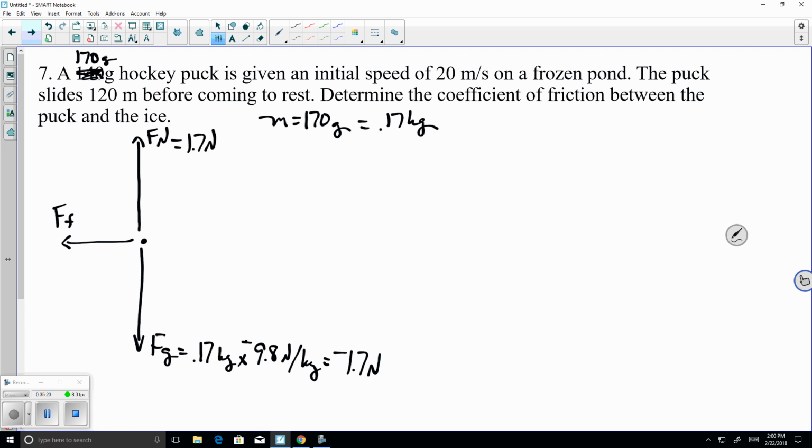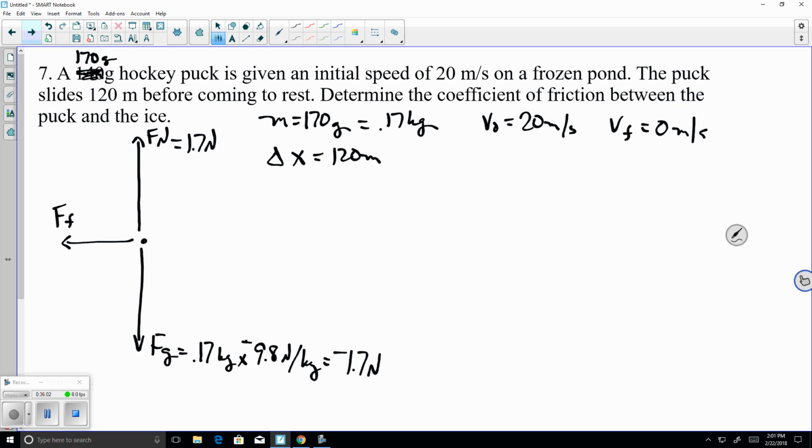All right. What else do I know? My velocity original equals 20 meters per second. My velocity final equals 0 meters per second. So I got that. And x equals 120 meters. And I can use that as either x final, with the initial x0 being 0 and x final being 120, or I can use this as delta x. How far did it go? I can use it either way.